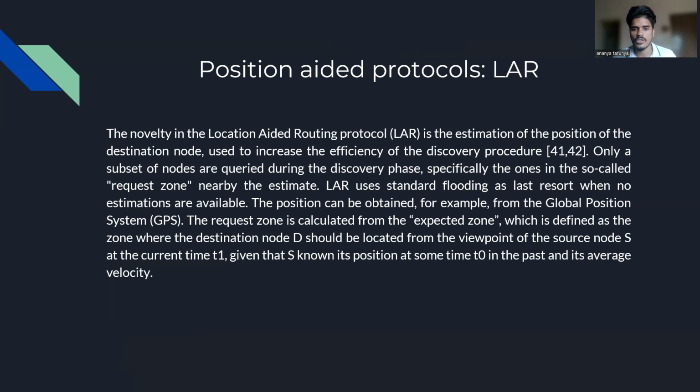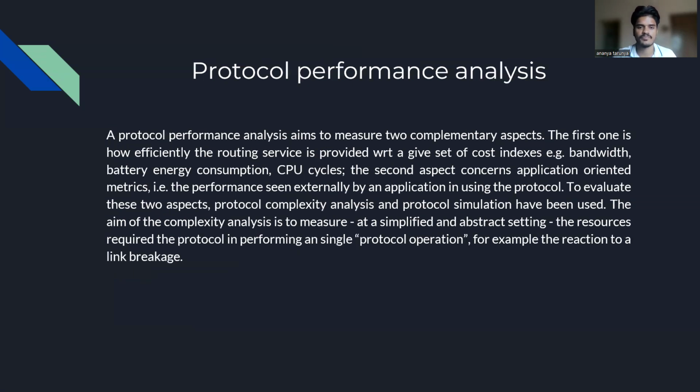The request zone is calculated from the expected zone, which is defined as the zone where the destination node D should be located from the viewpoint of the source node S at the current time T1, given that S knows the position of D at some time T0 in the past and its average velocity. Protocol performance analysis.